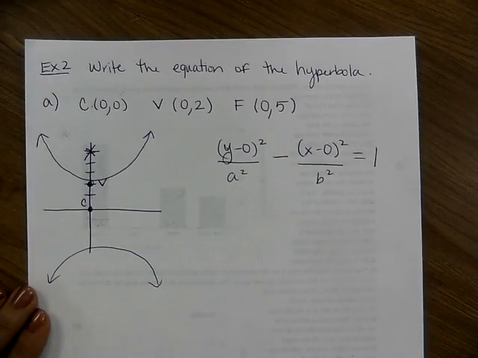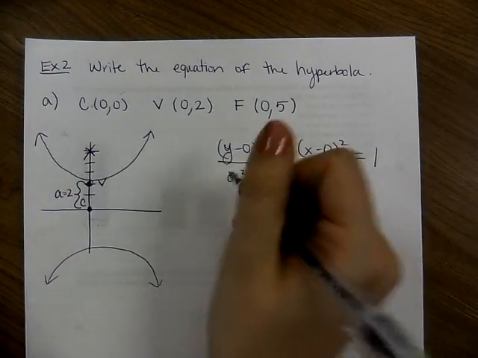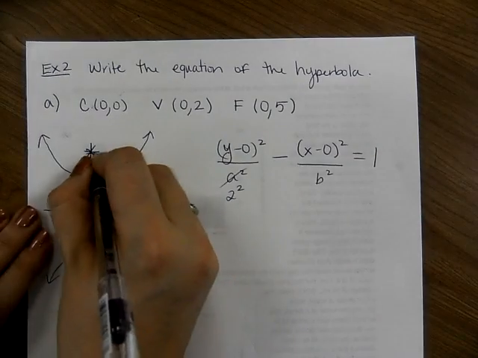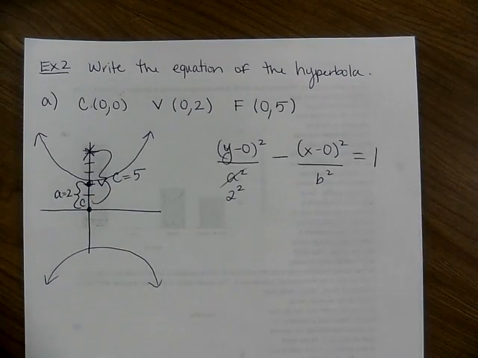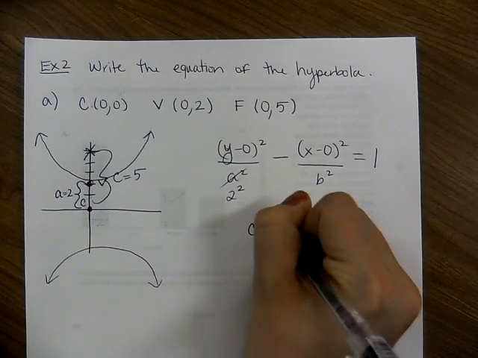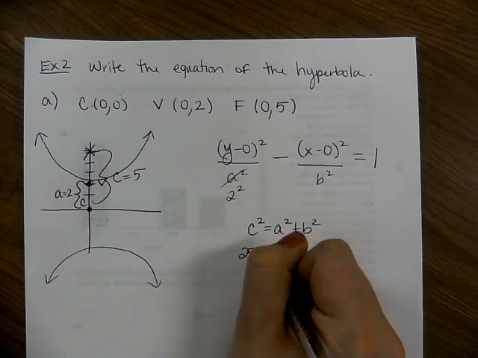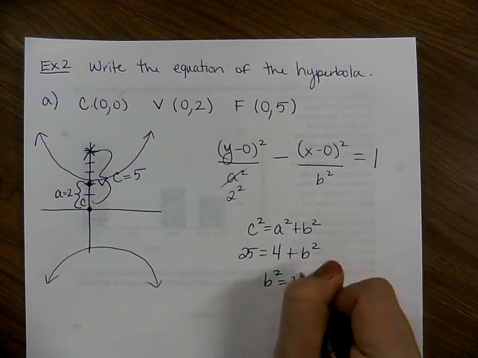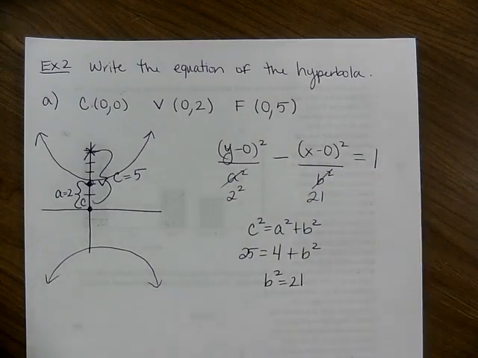What is A? 2, because it's the distance from the center to a vertex. So I know that this is 2 squared. Don't you also know C? So C equals 5 because it's from the center to a focus. So now I can find B squared because I know that C squared equals A squared plus B squared. I know C, so this is 25. I know A, this is 4. And then B squared must be 21, which is the piece I'm missing, right? So this has to be 21.